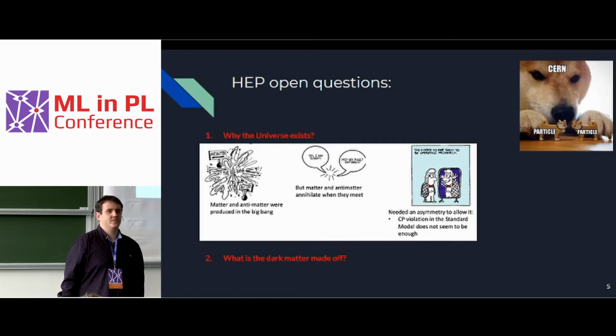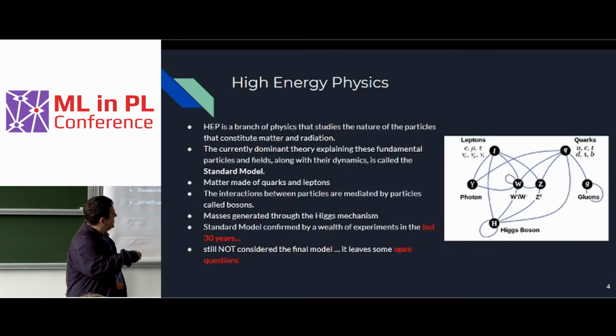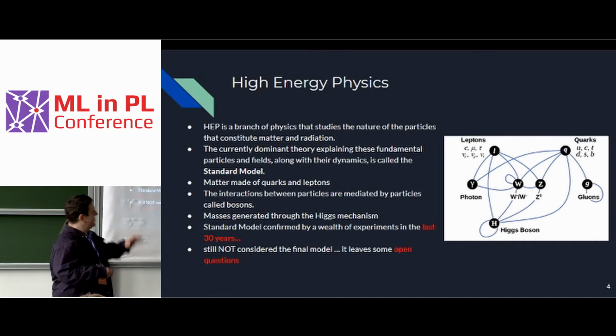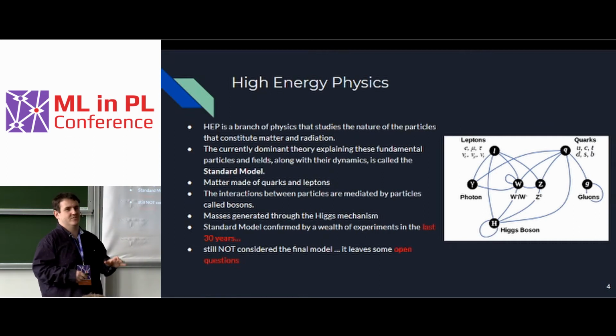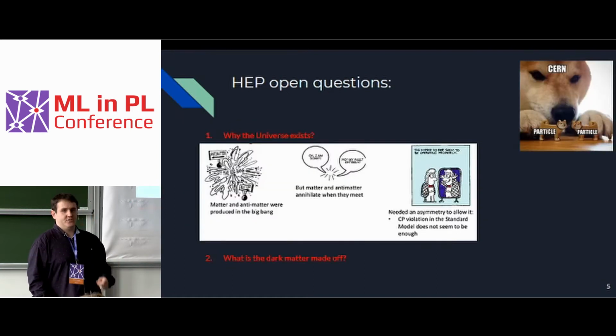Sorry, could you repeat? Where's the antimatter in your Standard Model picture? Okay, so each of these leptons and quarks has an anti-quark. I just put one on the slide, so there is only one of it. Okay, so how do we do this?